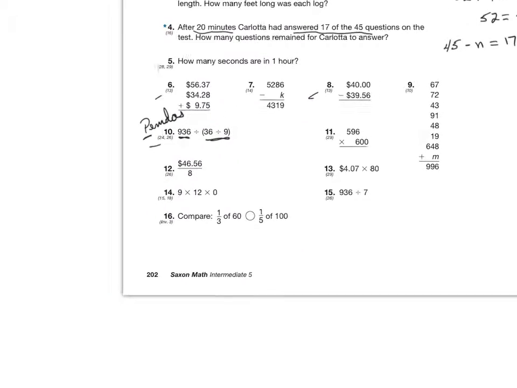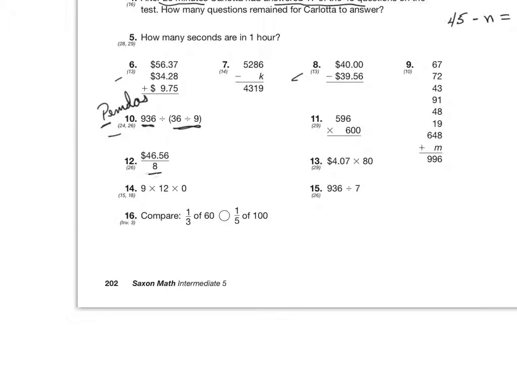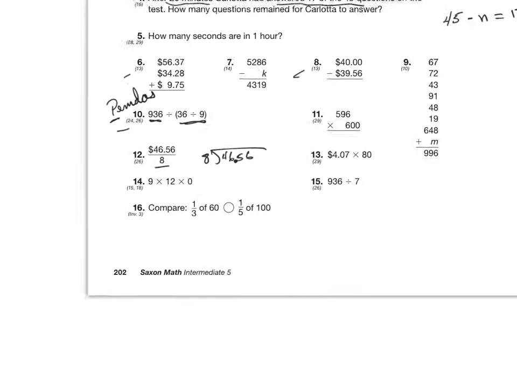Okay, number 12. This is a division problem. Don't let it confuse you. If you were to write it out, when you have a fraction, basically all you're saying is $46.56 divided into 8 equal parts. That's all you're saying. That's all it is. So I got 46.56. Make sure the decimal's there. Then do this. Then do the problem.